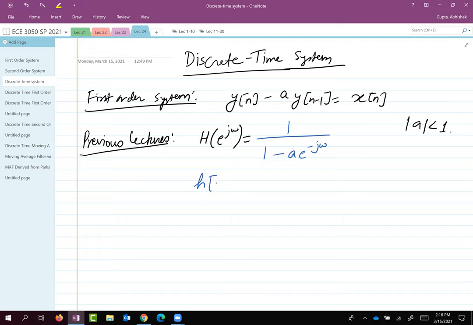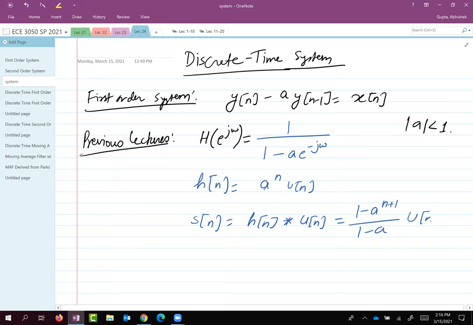Our impulse response h of n is a raised to n times u of n. The step response s of n will be h of n convolved with u of n. And this is given by 1 minus a raised to n plus 1, over 1 minus a, times u of n. So all of this is something we have done in the past. At least the step response is not that difficult to compute. We have done this convolution operation, I think, in lecture 6 or 7.